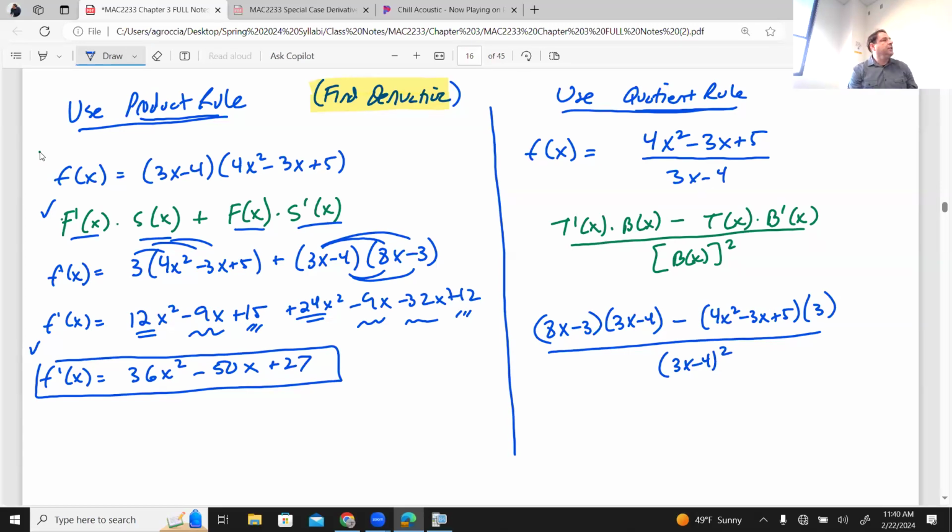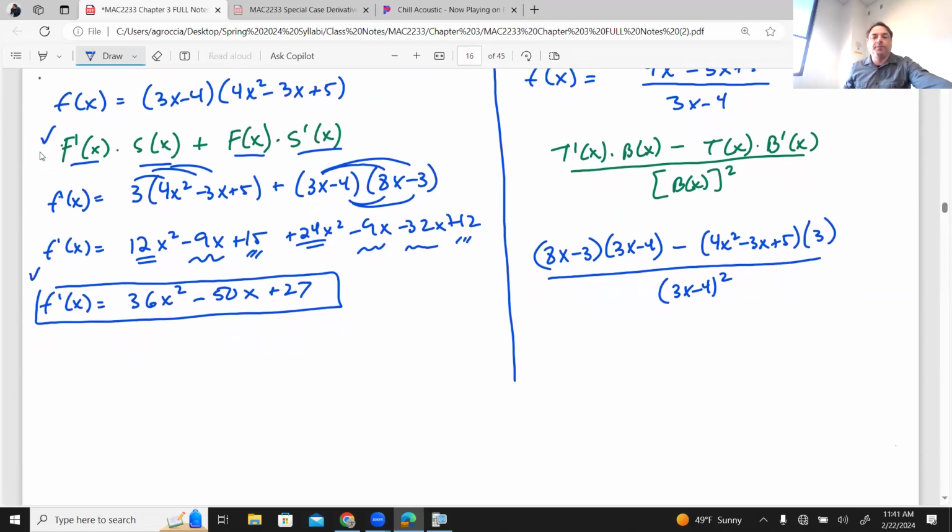So pause there. Make sure you got the derivative correctly. And then the next part is simplifying. Now, again, this is where the mistakes generally happen. If you understand the rules, it's being careful. So on the first part, again, it's very similar to what we did earlier. 8x times 3x is 24x squared minus 32x minus 9x plus 12.